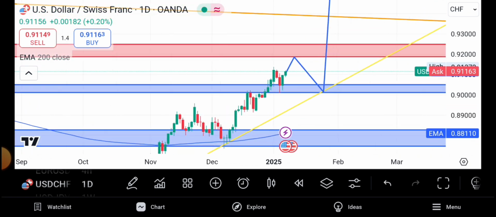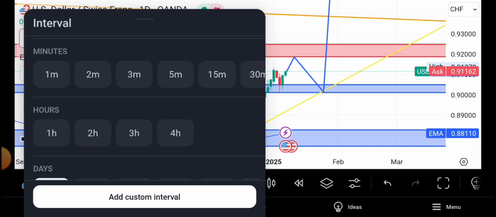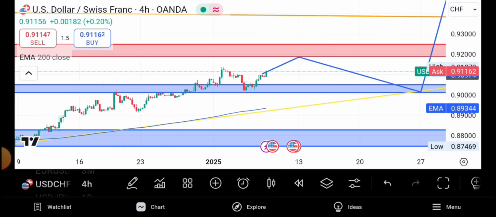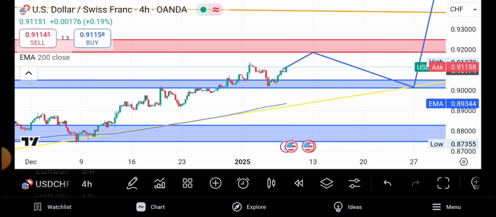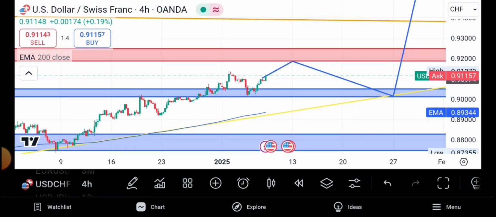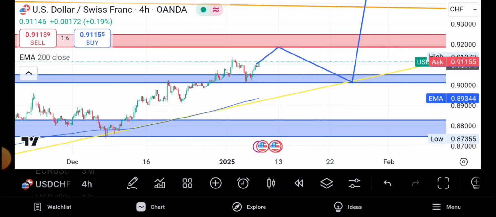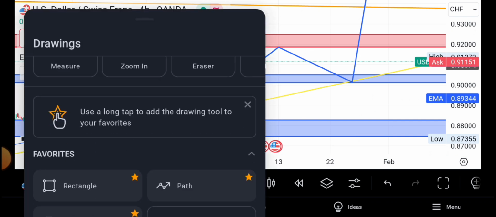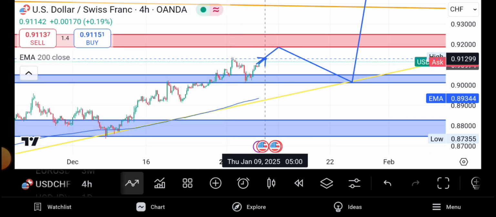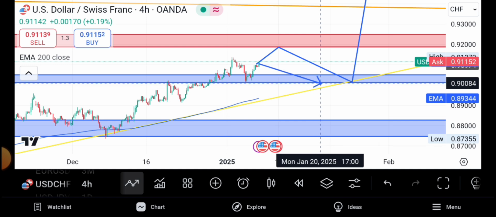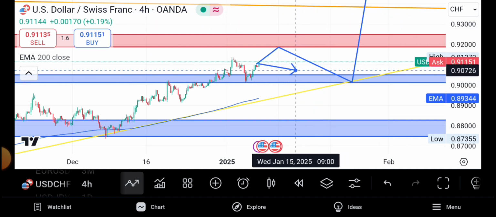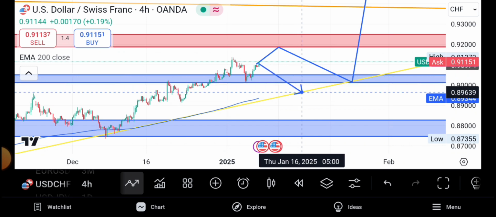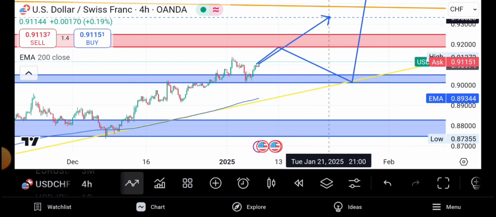But for now, I will not buy this pair. Even if you go to the 4-hour time frame, there's not much difference we can see. So for now, I will not buy this market. I'll just wait for it to do what it wants to do. Not unless it will retest this trend line. Once it retests this trend line, now we shall buy. That is the first scenario.